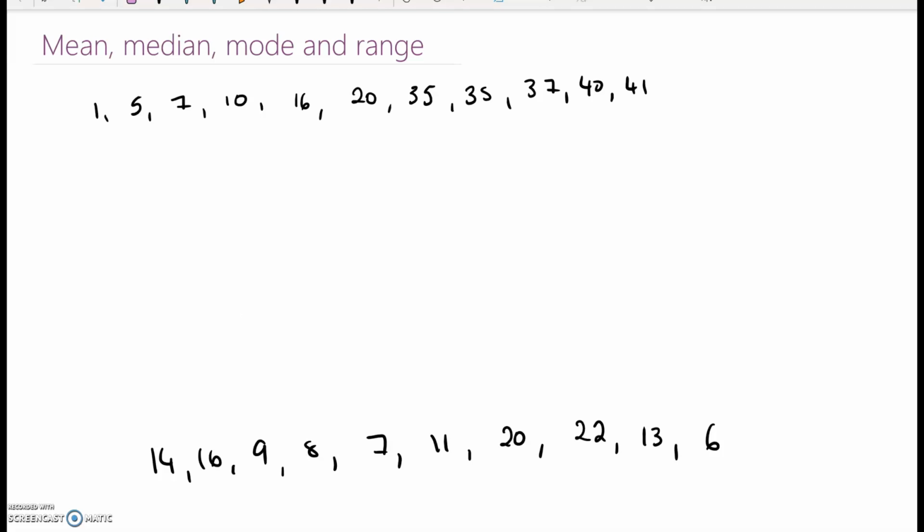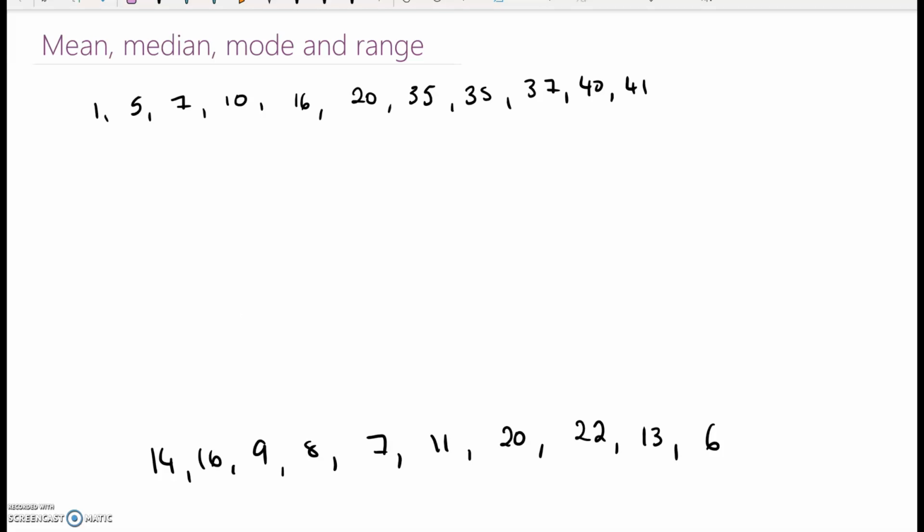And the important thing for the middle number is to make sure that all of your data values are in order first before you go forward to try and find it. The mode is the most frequent or the most occurring value. So if you've got a number which occurs more than once or more than any other number, then that's your mode, and the range is the difference between the highest and the lowest.